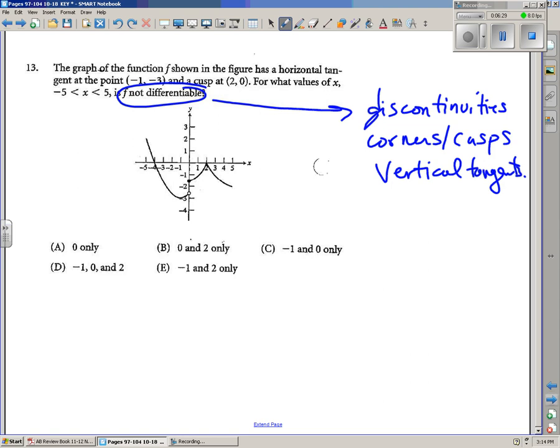So as we see at 0, we have a discontinuity, and at 2, we have a corner or a cusp. So there's a discontinuity at x equals 0 and a cusp at x equals 2. So our only answers are 0 and 2 only. Everywhere else, the function is differentiable.